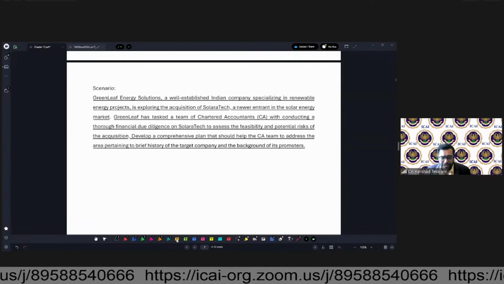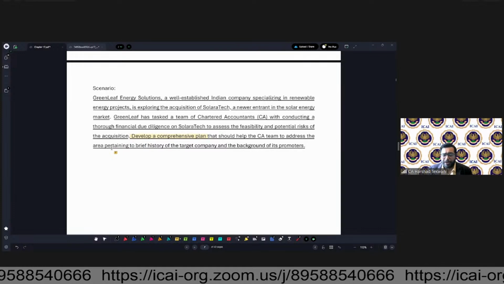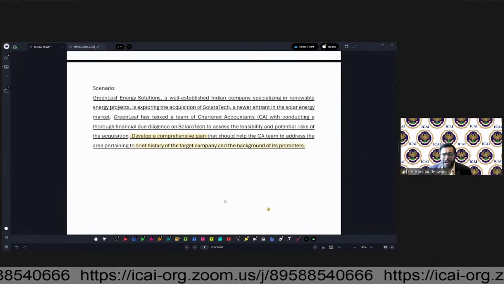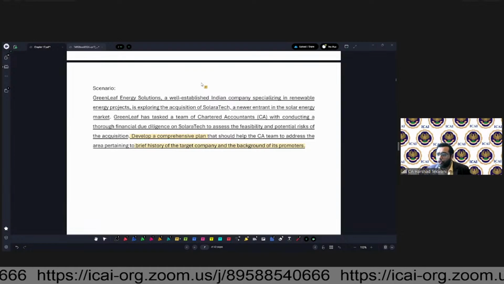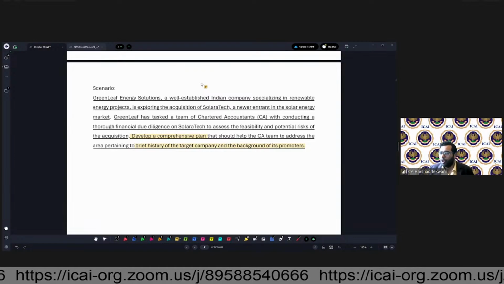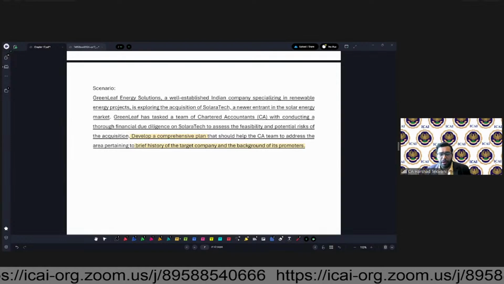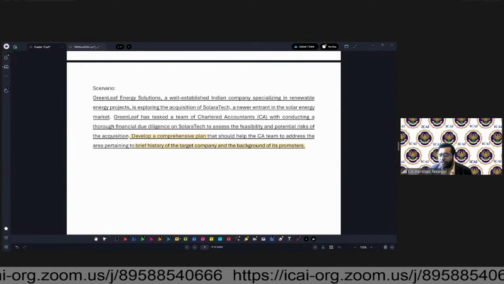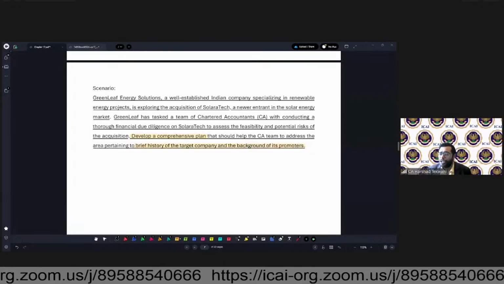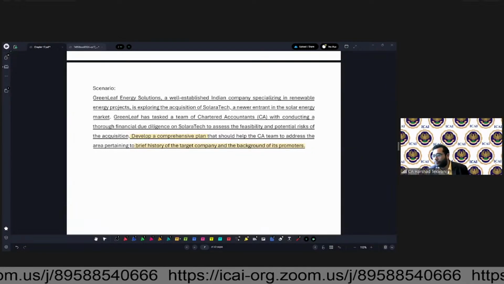So you need to develop a comprehensive plan to target this particular area, that is, the brief history of the target company and the background of its promoters. So how will you do that? What will you verify in this? If I tell you to go and verify the brief history of the target company and background of its promoters as a part of a due diligence, what will you do? What will you verify?